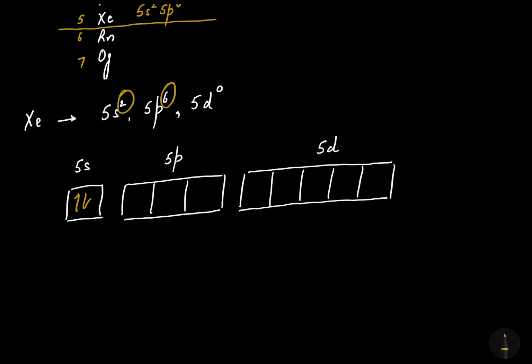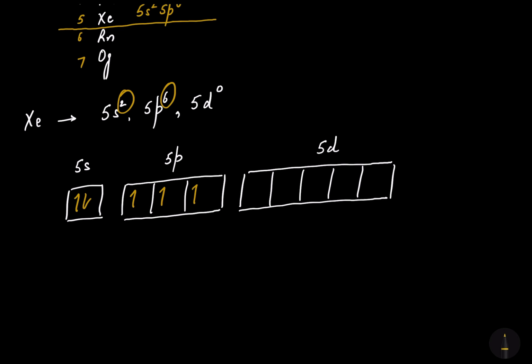Hund's rule states that in case of degenerate orbitals, firstly all the orbitals will get 1 electron each with a spin of plus 1 by 2. After that, pairing will start with a spin of minus 1 by 2. So I'm filling the electrons in 5p. That's the first electron in the first orbital with a spin of plus 1 by 2, the second electron with a spin of plus 1 by 2, and the third electron with a spin of plus 1 by 2. So we got 1 electron each in all the degenerate orbitals.